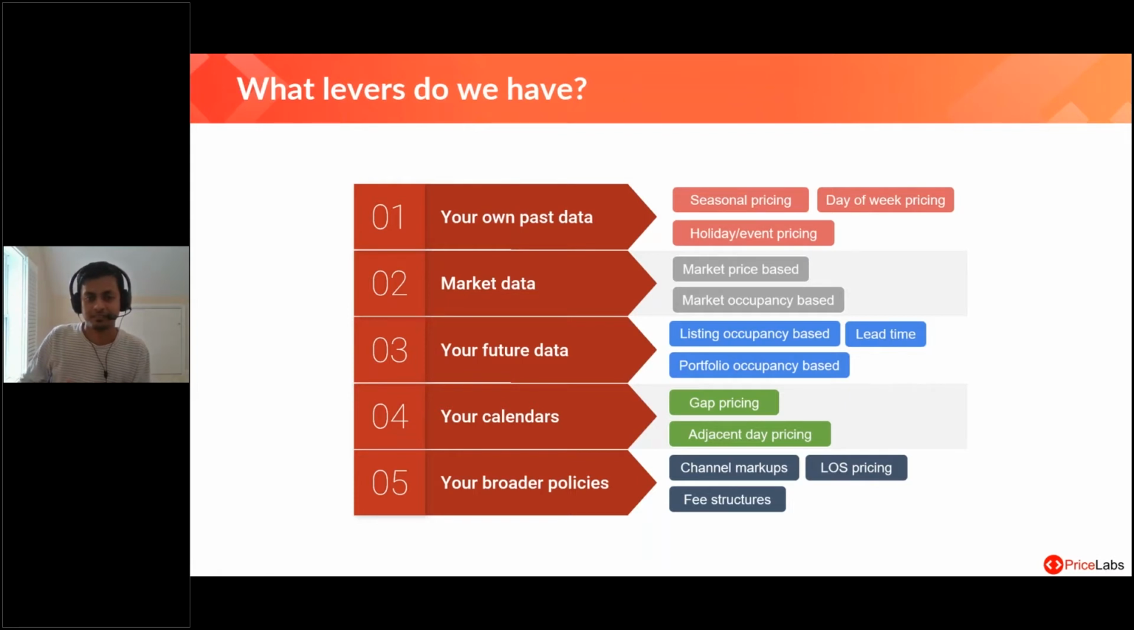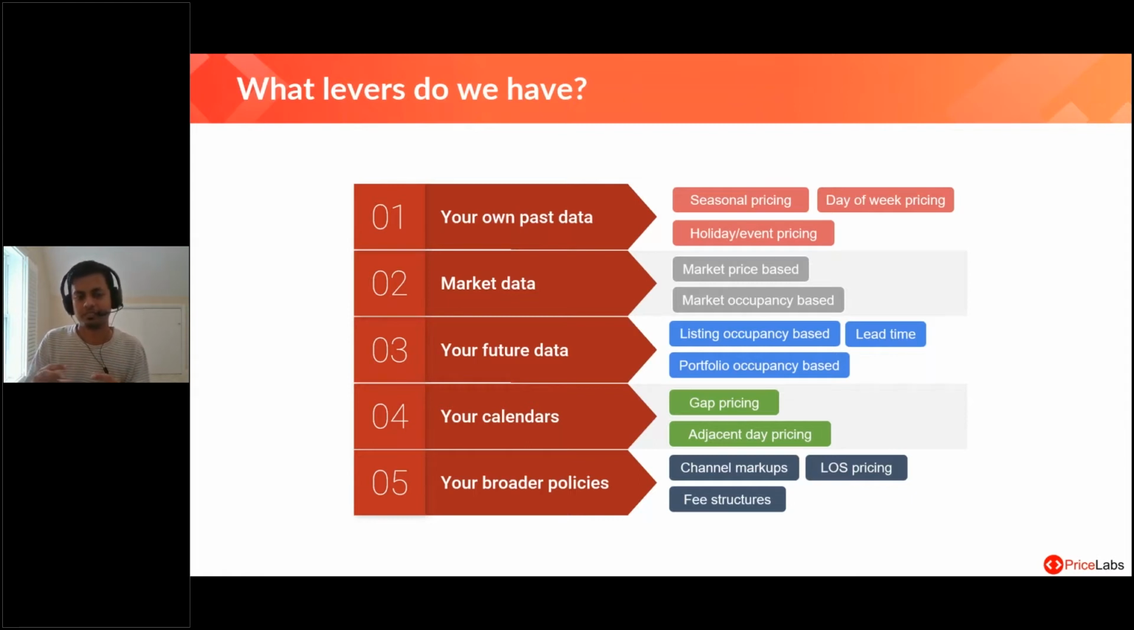Now, if you look at the top 3, they are all about data. They're all about aggregating information. Your calendar is not about aggregating data, but about looking at your calendar and understanding certain metrics, that when there's a gap, it's harder to book, or days next to a booking have lesser exposure and things like that. The last one is broader policies. The top 4, in some ways, are things that you can adjust as you go. Every new information that comes in, you can adjust. Broader policies are things that you don't change very often.